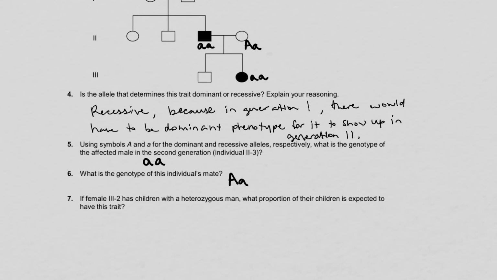If female 3-2, so they're saying this female, has children with a heterozygous man, what proportion of their children is expected to have this trait? So that's the cross, the same cross as her parents. That's going to be too small.